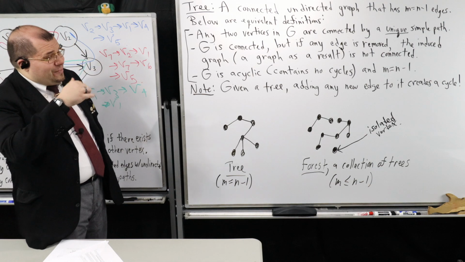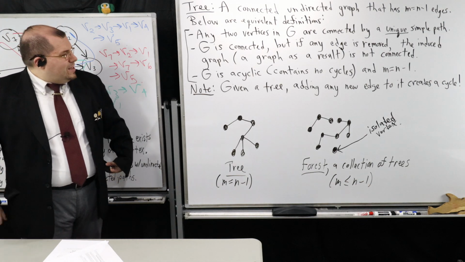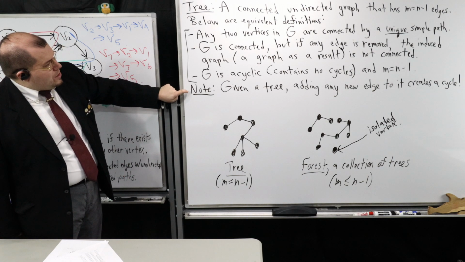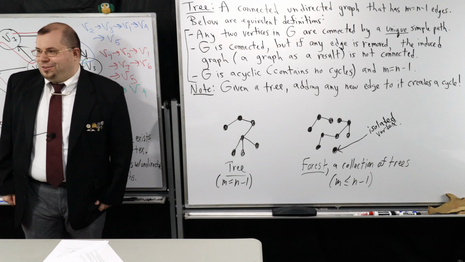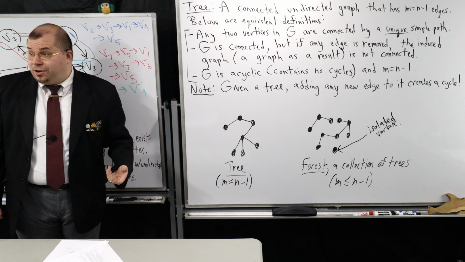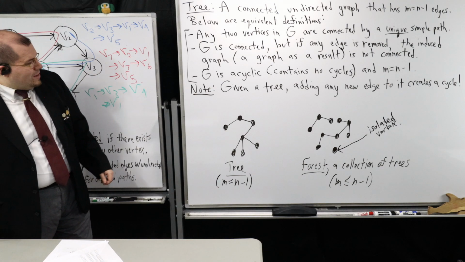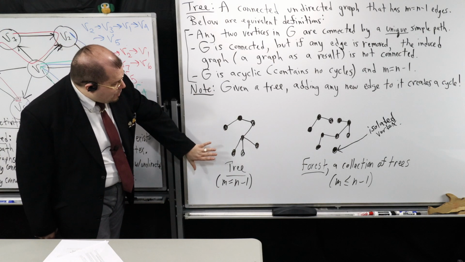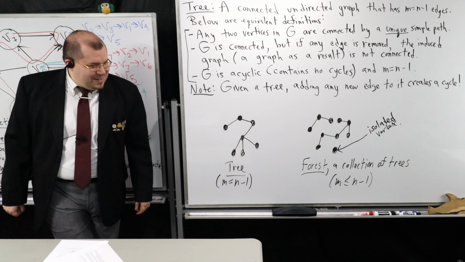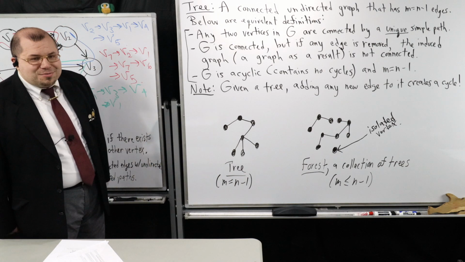That's why some of these definitions can be rather helpful. But just keep in mind this property, because we're going to use it at some point later on in this course: if I attempt to add any one edge to a tree, you'll create a cycle. Just to give you a picture, you know what a tree looks like, right? This is just a general tree. It has exactly n-1 edges.